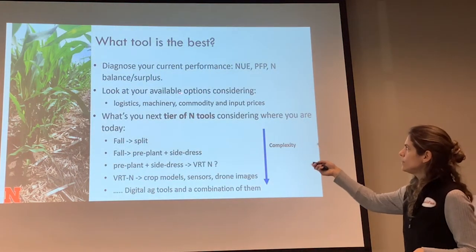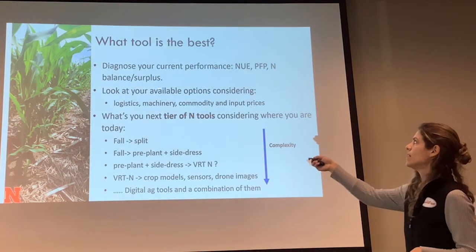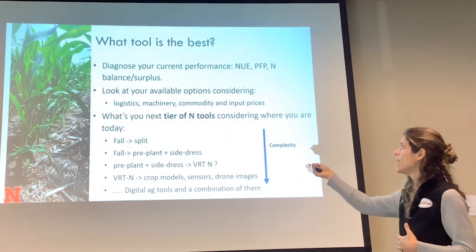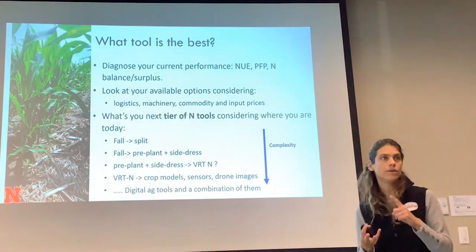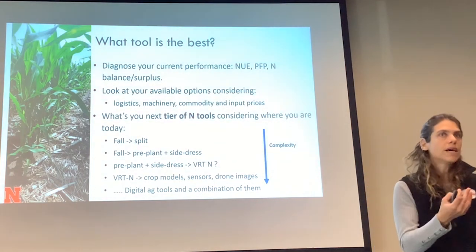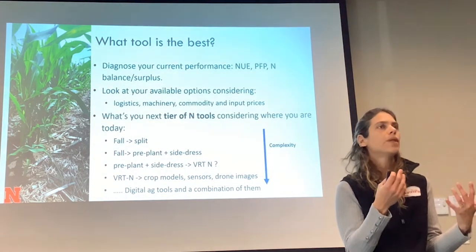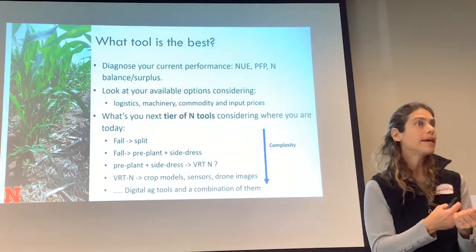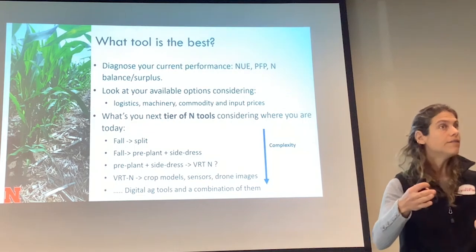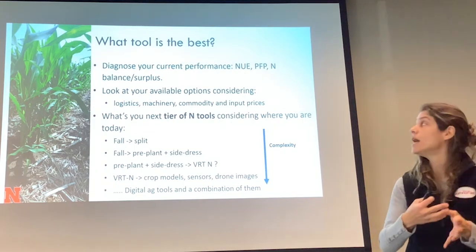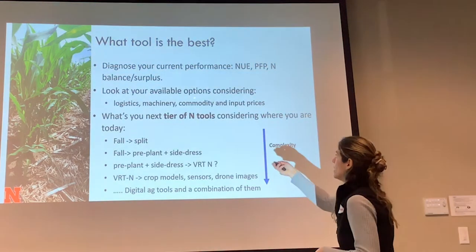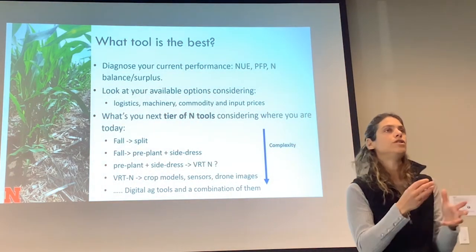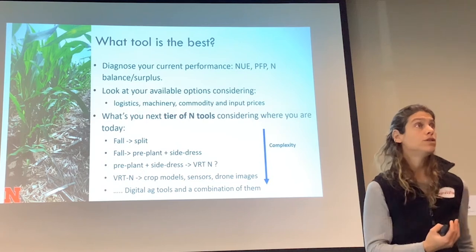So I also tend to, when I have discussions about what's my next level of technology that I want to adopt, look into my logistics, look into my machinery. We work with growers that always have been applying in the fall. So then finding a contractor, finding someone that might do a split application, that might be a hazard or an extra step. And then of course, commodity and input prices. Maybe there is a strategy that fits better considering the context.